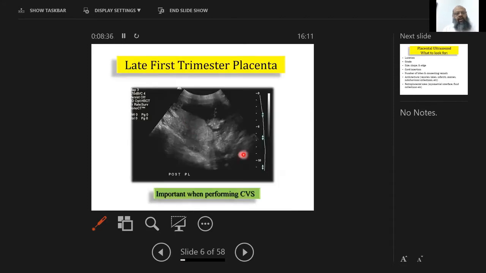In late first trimester, the placenta starts appearing. It will be a bit hyperechoic. You can see it is almost similar to the echogenicity of the myometrium, and it starts becoming hyperechoic as compared to underlying myometrium. Here is the embryo, and it is important when performing CVS because we have to see from where we will get the chorionic villus sampling and which approach will be used so that we can avoid the fetal parts.